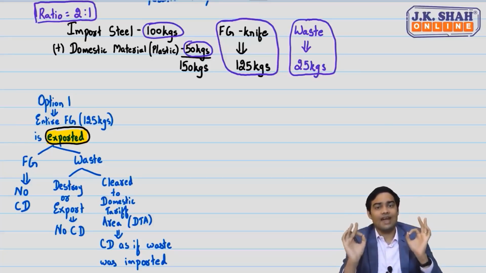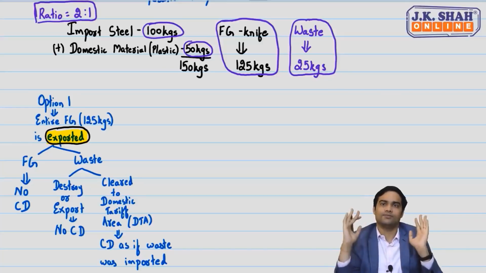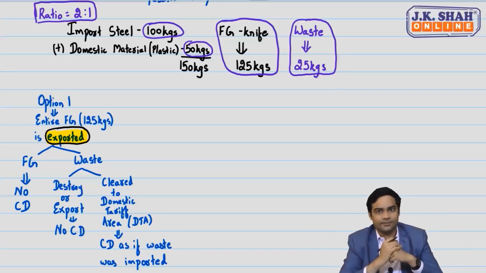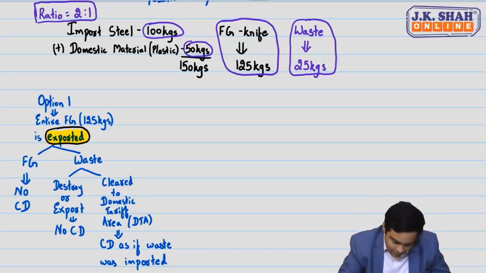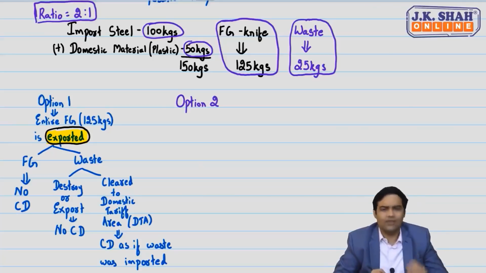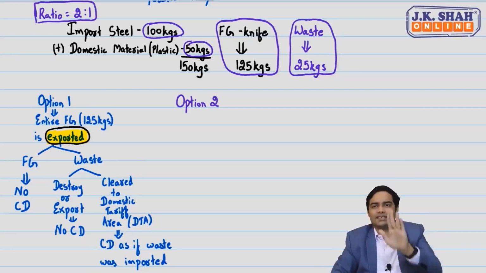This is if entire finished goods of 125 kgs is exported. Correct? Okay. Now comes the second part. See, there can be a third part where full is sold into DTA, but we will not take it up because the treatment will be same as we will be discussing in option 2.